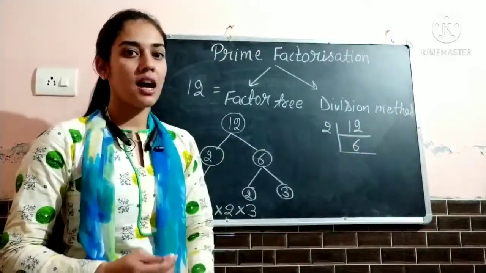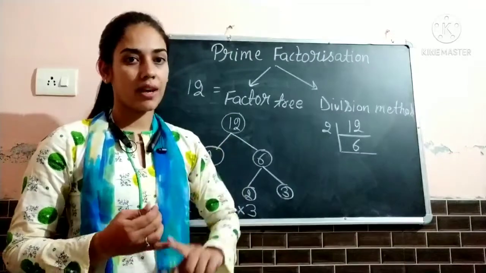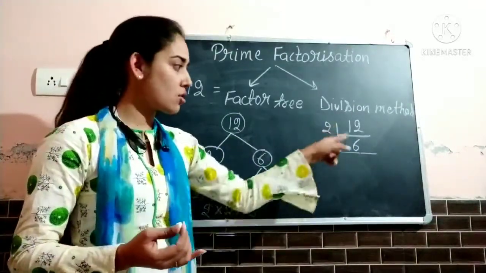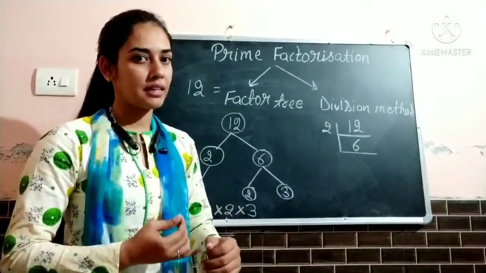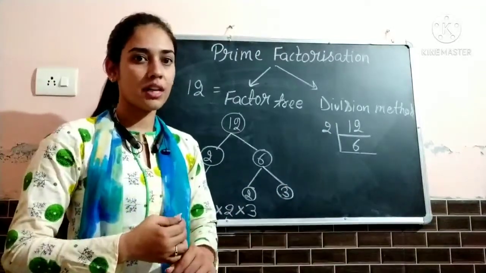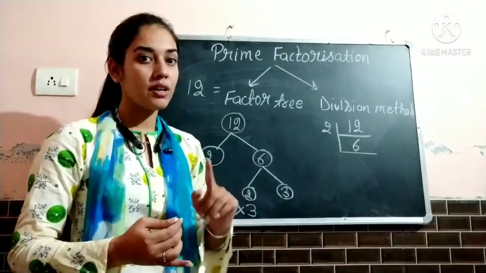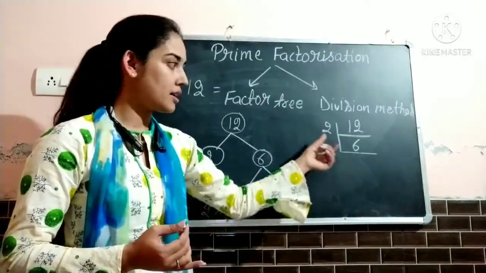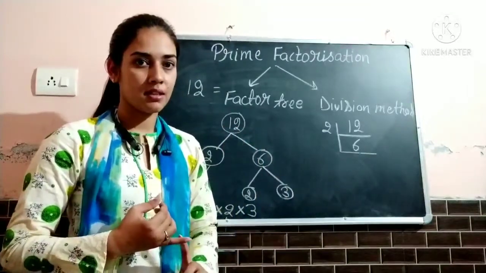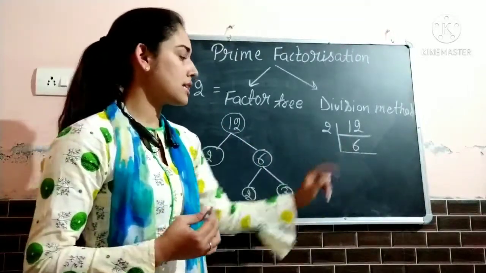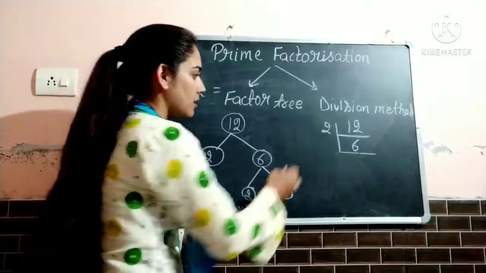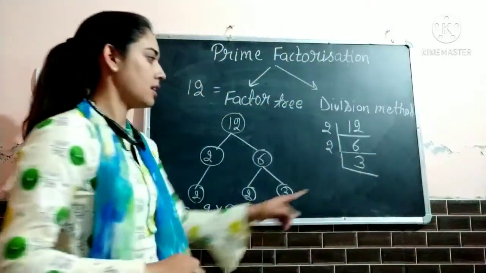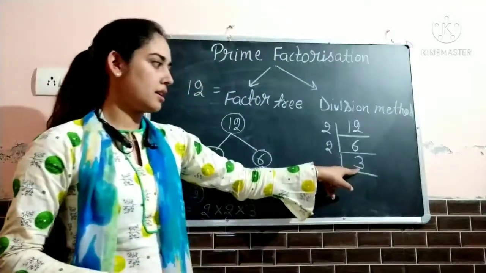Now we have to divide 6. How to divide 6? Again, divide 6 by 2. If 6 is divisible by 2, then divide by 2. If 6 is not divisible by 2, then you can divide by 3, then you can divide by 5. So now we will divide 6. Don't divide 6 by 6 because 6 is a composite number. We have to divide the numbers only by prime numbers. So we have to divide 6 by 2 again. 2 threes are 6. Now here it is 3.